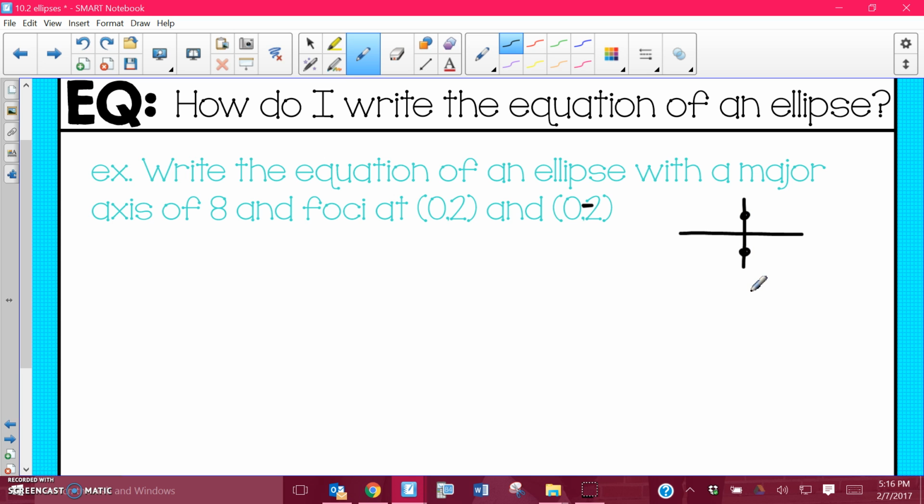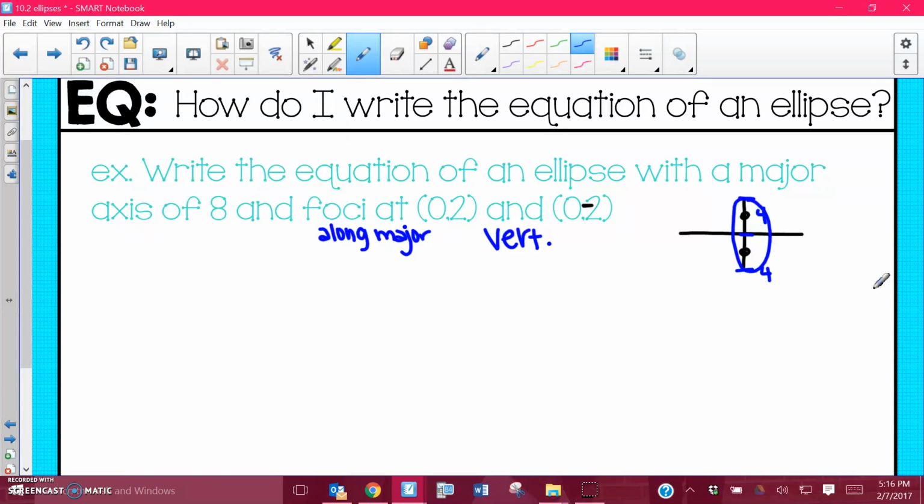Now remember, your foci are always along your major axis, which means that this one must have a vertical major axis since my foci are straight up and down right here. So if I know that the major axis is length 8, then I know that half of that would be 4, and then half of that would also be 4. So I have something that kind of looks like this. Well, hopefully a little better than that.